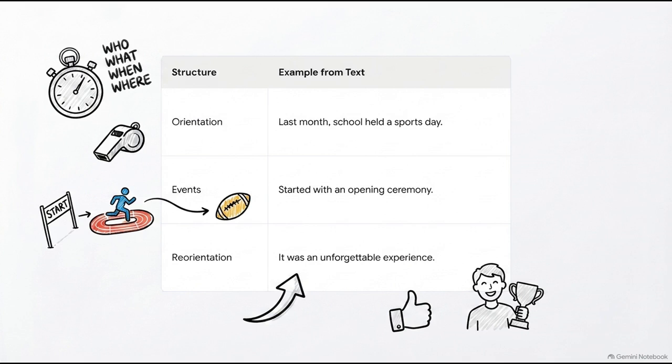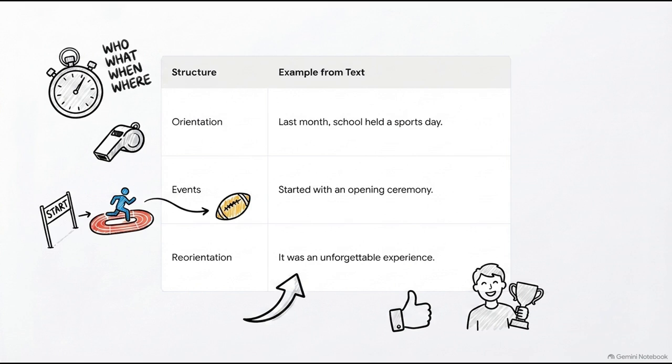I mean, you can't just drop your listener in the middle of a football field without context. Our writer does this instantly. "Last month, my school held a sports day." Boom, context established. Next comes the events section. This is the absolute meat of the story, and it's always told in chronological order. "The event started with an opening ceremony, followed by football." It's a logical progression.